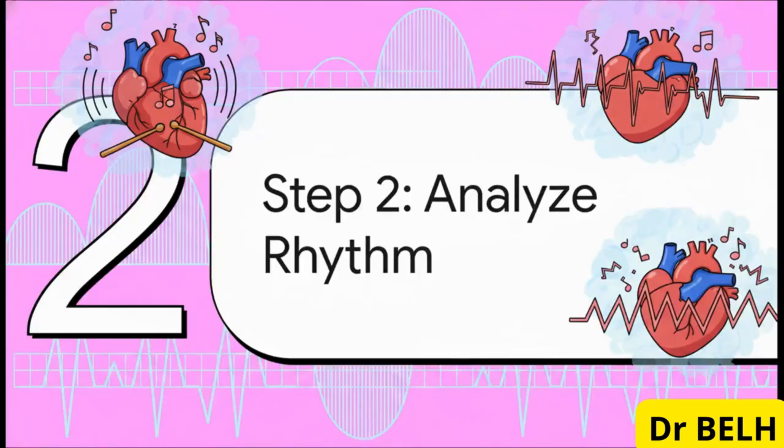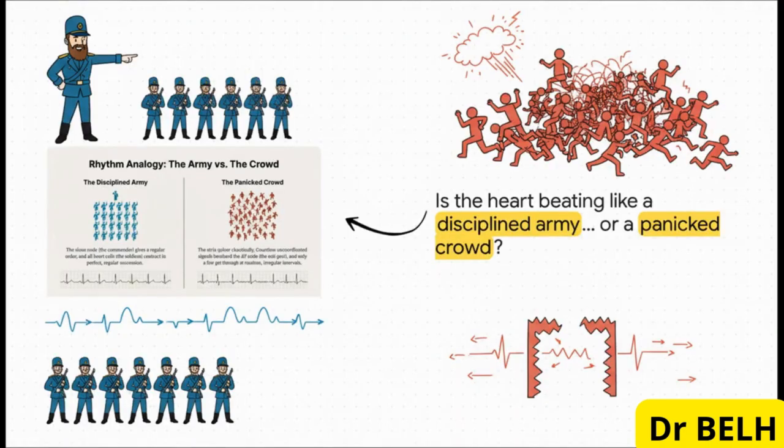Okay, so we've got the speed down. Now, what's next? The pattern. Is this heart beating like a steady drum, or is it just all over the place? This is where we dig into the rhythm. And I want you to think about it like this. A normal, healthy sinus rhythm, that's like a perfectly disciplined army. You've got the sinus node, the commander, giving a regular order, beat, and all the heart cells just fall in line, contracting in perfect time.